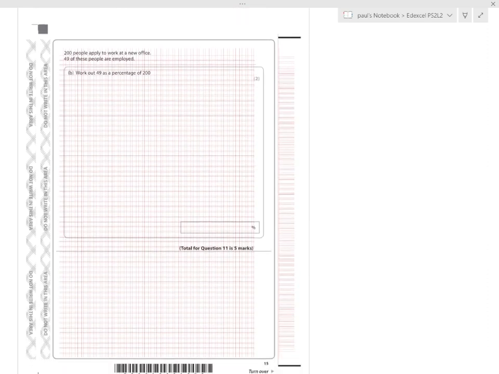Right. 200 people apply to work at a new office. 49 are employed. Work out 49 as a percentage of 200. So this is just a straightforward fraction into a percentage. Multiply that by 100. That will equal 24.5%.